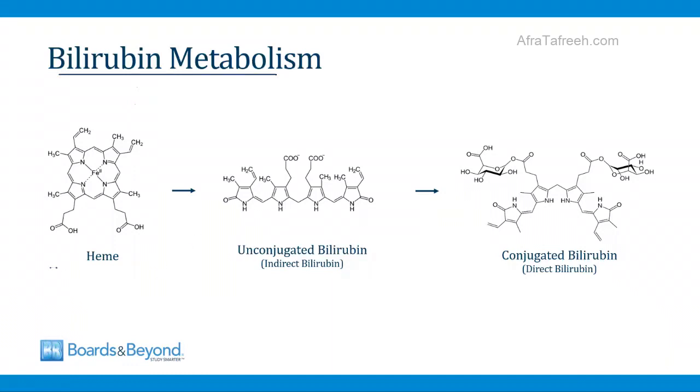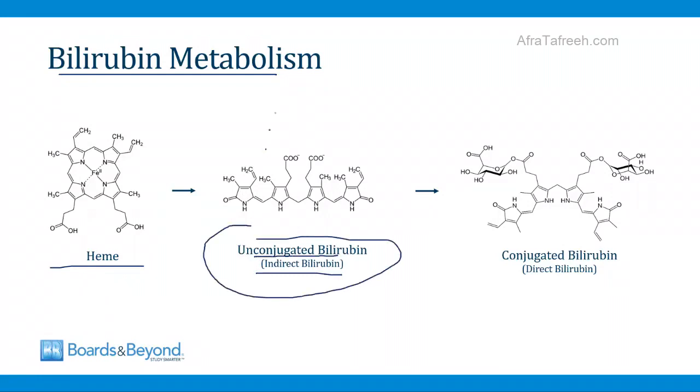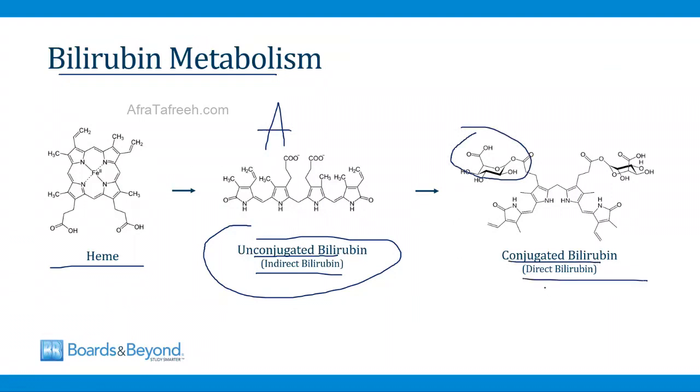Bilirubin derives from heme. When heme from red cells and other sources is broken down, it becomes unconjugated bilirubin, also known as indirect bilirubin. This form of bilirubin is not soluble in water and therefore it's carried by albumin to the liver. And in the liver, molecules are added to bilirubin to form another type of bilirubin called conjugated or direct bilirubin. This form of bilirubin is soluble in water and it can be excreted in the bile, and that's the way that bilirubin is eliminated from the body.